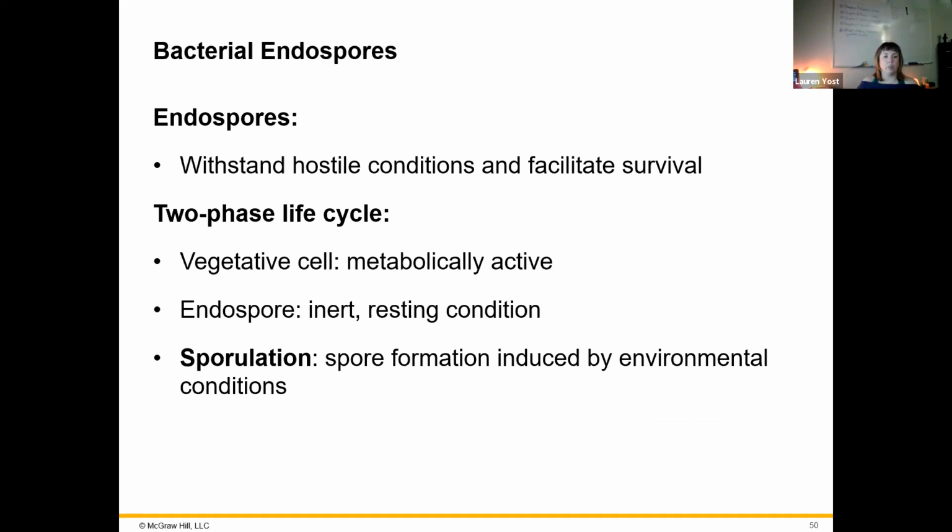Endospores, these are those guys that can help the bacterial cells withstand hostile conditions. So they exist in 2 forms. They're either a vegetative cell, which is the normal metabolically active state, and then the endospore version, which is inert. It's resting. It's waiting for conditions to improve. So this is in harsh conditions.